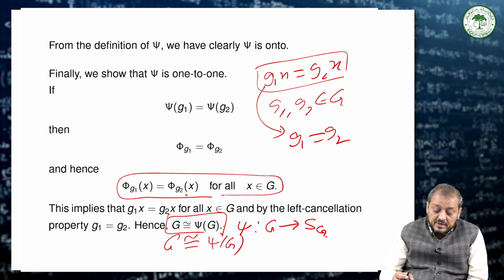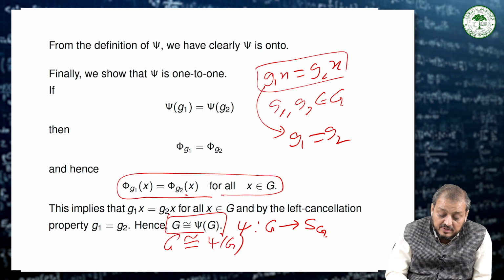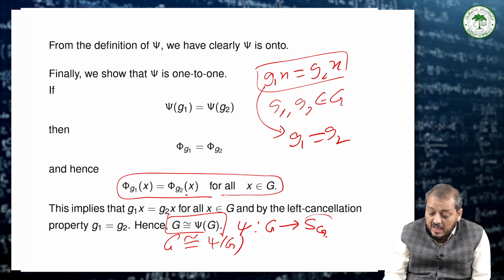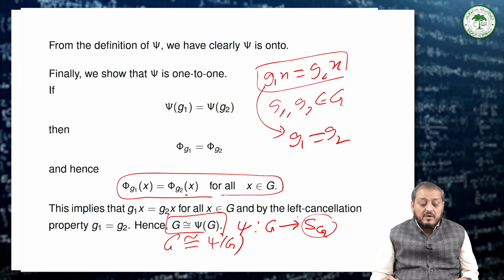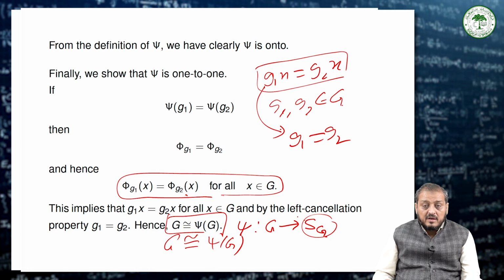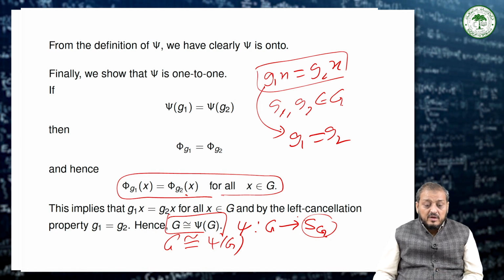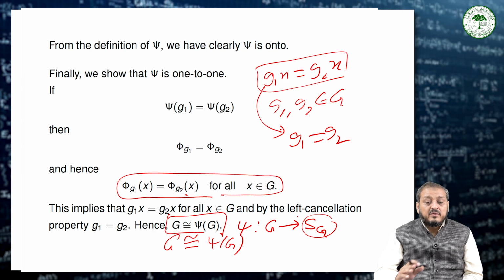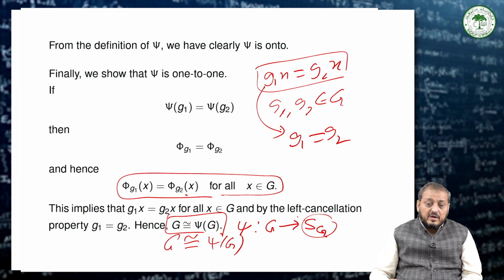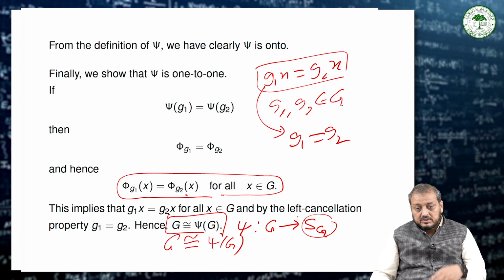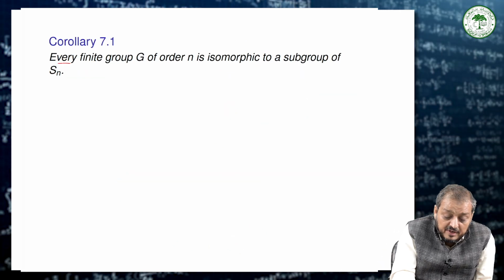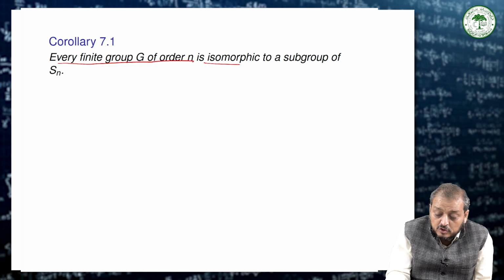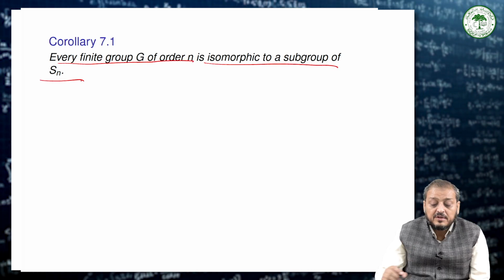So this means this completes the psi of G, which is equal to S of G, and then we can say that we simply have a map defined in this form which is isomorphic to a group of this form. Okay, now we have to conclude this with a very basic corollary saying that every finite group G of order n is isomorphic to a subgroup of Sn.